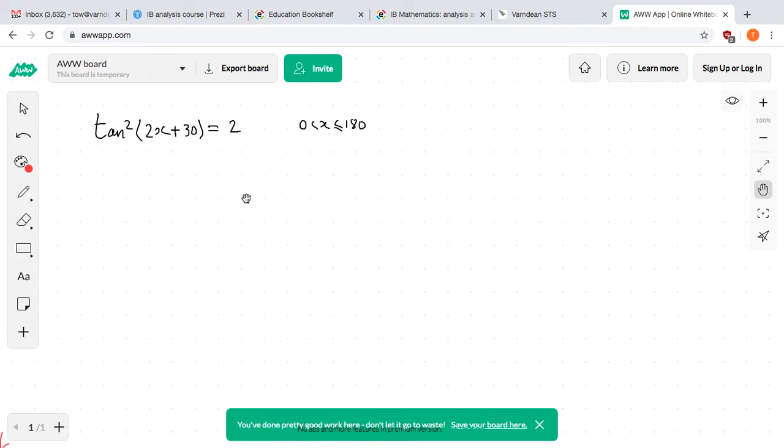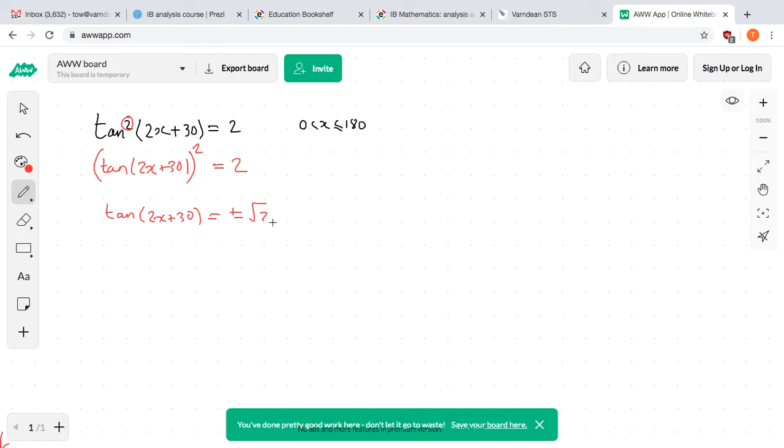Okay, finally, going to do a slightly harder one. Tan squared of 2x plus 30 is 2, x is between 0 and 180. Now I just wanted to show you what happens if you get a squared. What you do is you remember that tan squared just means tan of that thing, 2x plus 30, all squared. And that means we can just root both sides and kind of get rid of it.